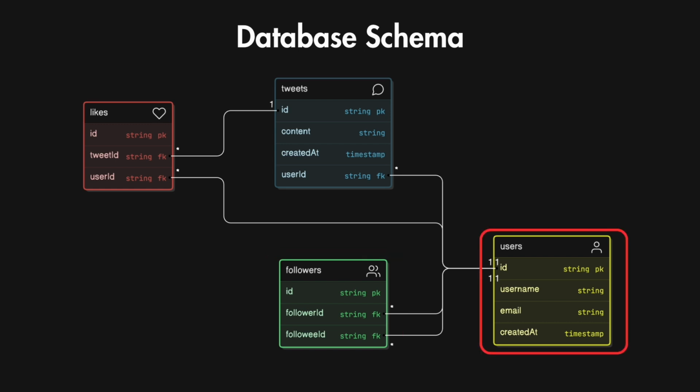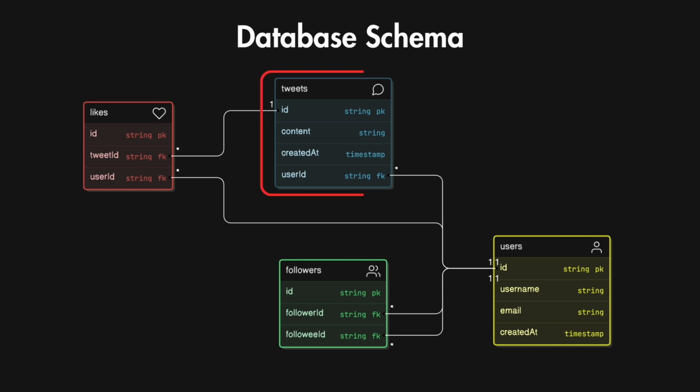In the users table, we will have the basic information like the ID of a user, username, email, and also created at, which is the creation date of the account. And from here, we will have the ID as primary key, which links to the tweets table.